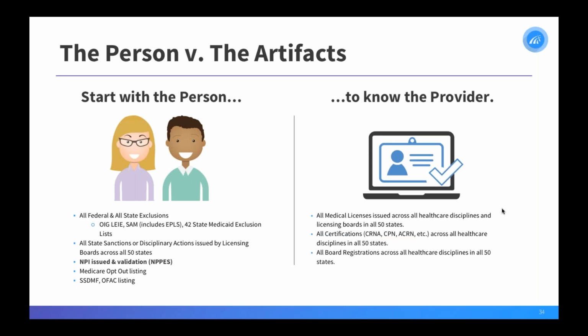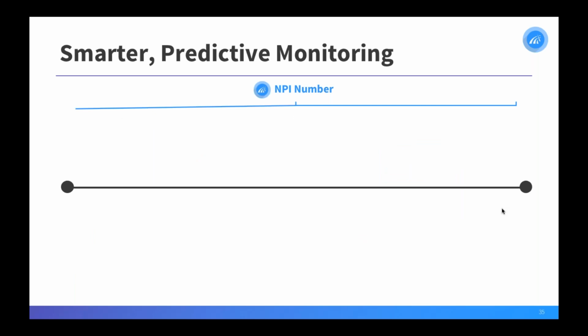Then to know the provider, there are artifacts associated with providers. Things like credentials and certifications, any sort of licensure documentation, are associated with an individual person, but it's really just a thing. So monitoring the person versus the thing is super important. And here's an example of that. Here's a timeline of activity. The NPI number always stays consistent with this provider, but you'll see how some things change over time.